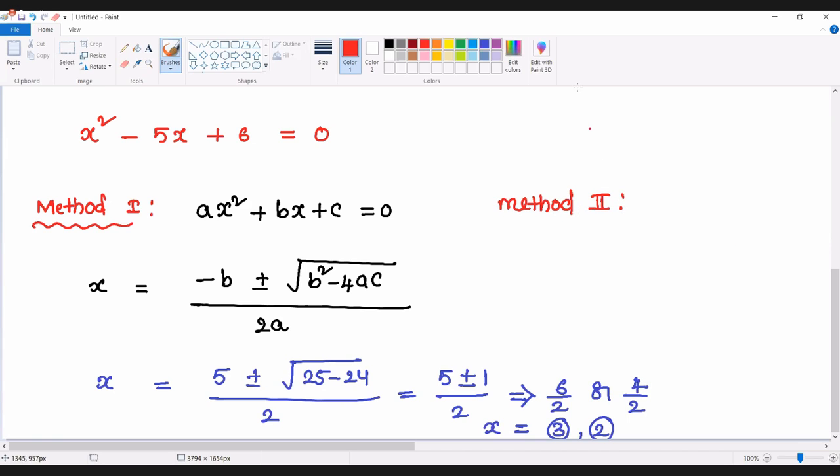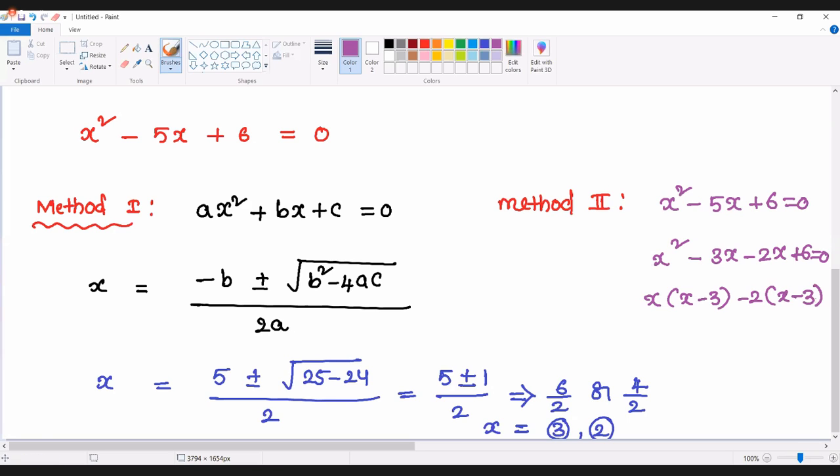So method 2 of solving is nothing but splitting this quadratic equation into two linear factors. So x square minus 5x plus 6 is equal to 0. If you split the middle term, x square minus 3x minus 2x plus 6 is equal to 0. From this, if you take out x as a common factor, x minus 3. From this, if you take 2 as a common factor, x minus 3 is equal to 0. So (x minus 3) into (x minus 2) is equal to 0.